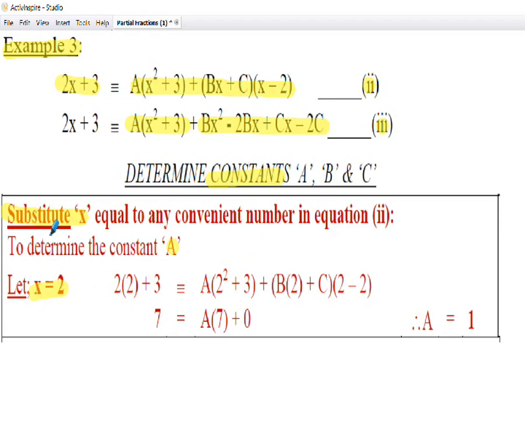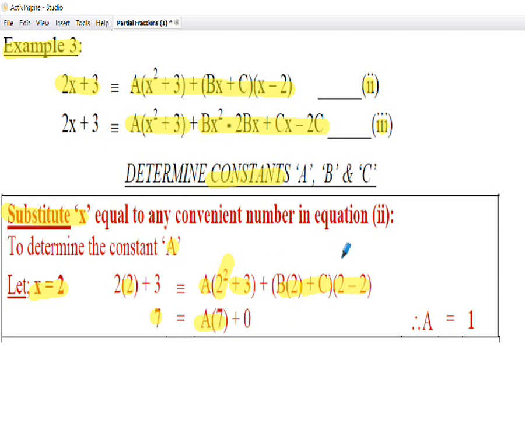I can only use it for constant a. So taking the left hand side of equation 2, I will get 2x plus 3, that will be 2 times 2 plus 3, that will give me 7 on the left hand side. Putting the value of x equals 2 in the right hand side, I will get a times 2 squared plus 3, and then b times the 2 plus c, and then the 2 take away 2, that whole bracket term will disappear, so the b and c will go to 0, and I'll be left to solve for the constant a.